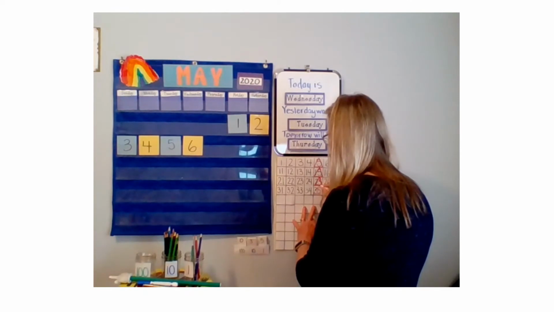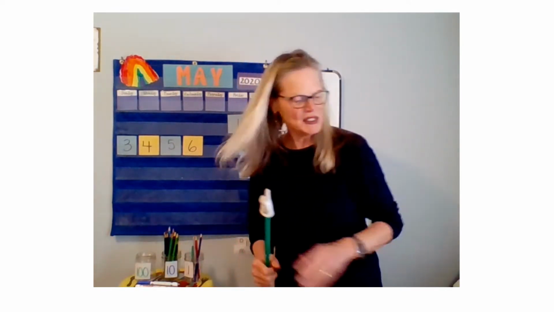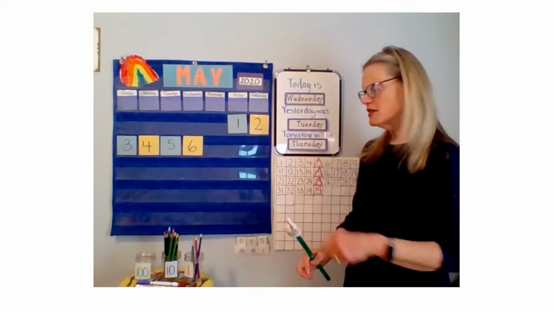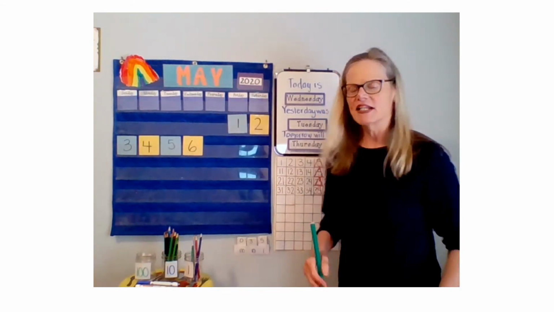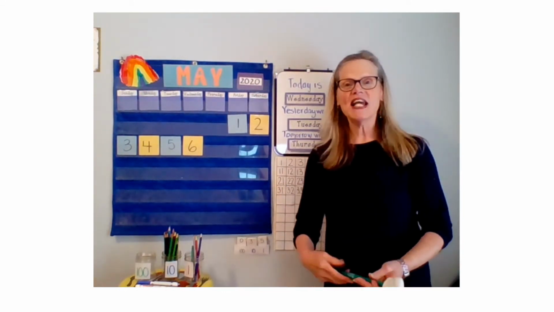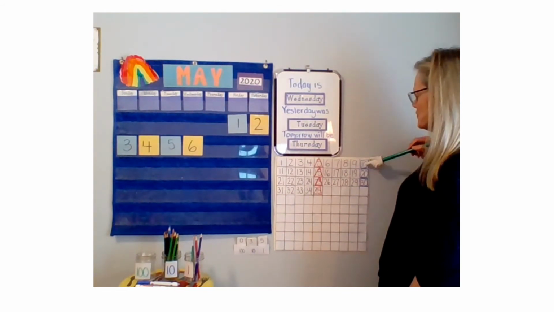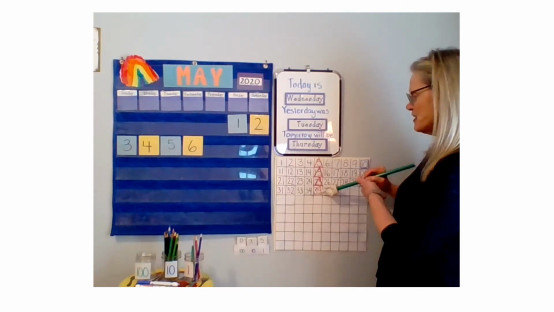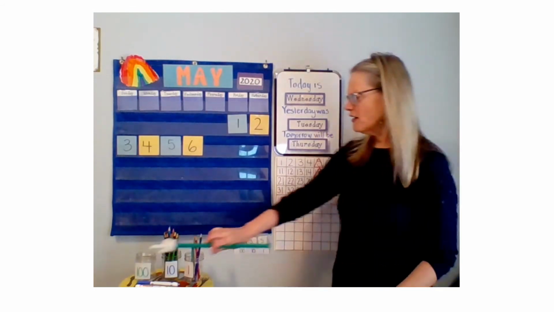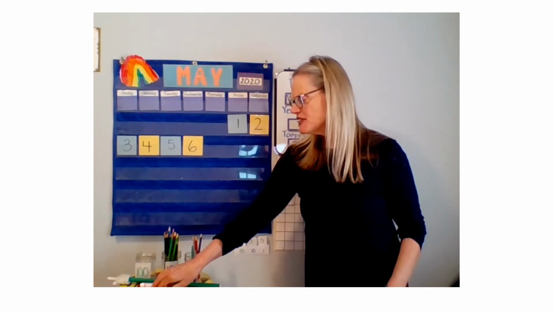So when we're counting, every time I touch a triangle, you guys are going to clap. And when I touch a square, you're going to slap your thighs. All right, here we go. Count with me. Oh, let's count by fives today. 5, 10, 15, 20, 25, 30, 35. There we are. I hope you clapped and slapped on the fives and the tens.